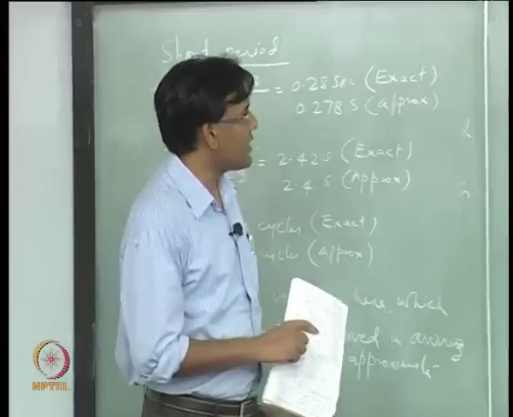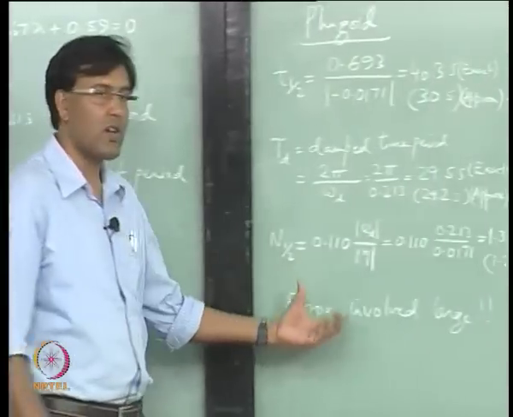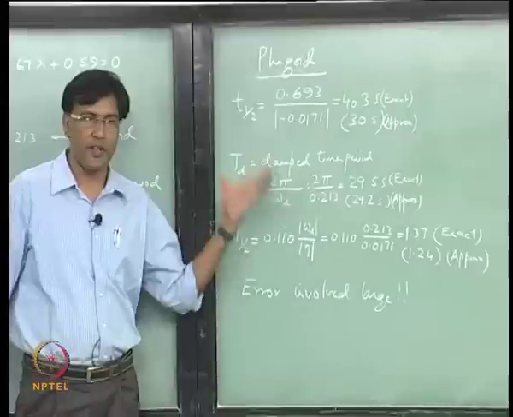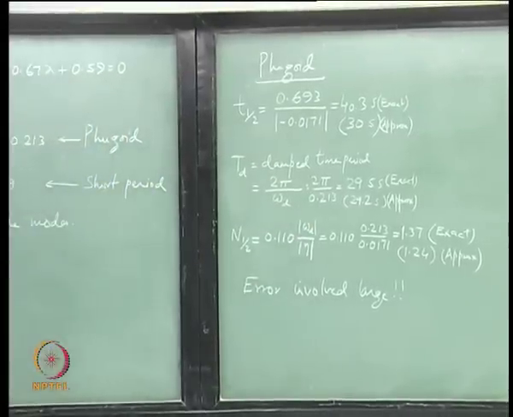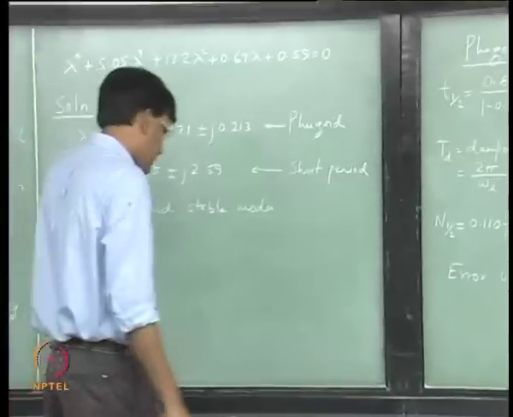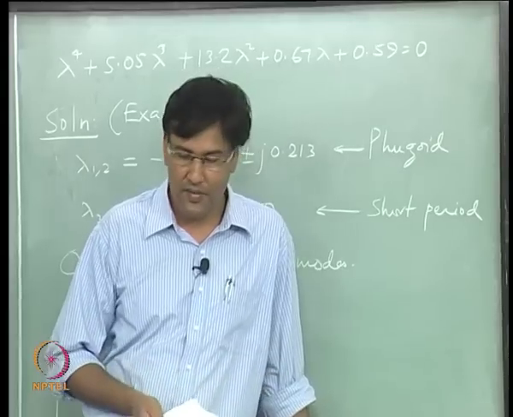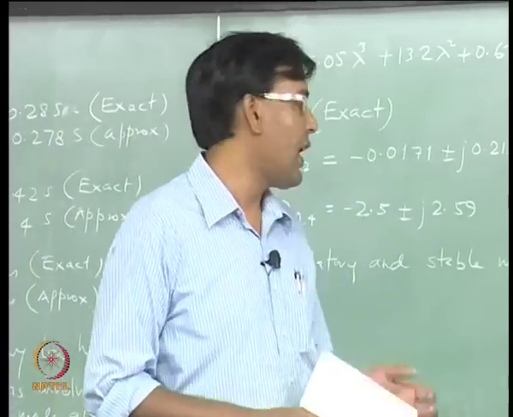But here we see that the Phugoid mode approximation was not good. There is too much error involved here. People have been working on the approximate formulae till recently, even after 100 years of flight.